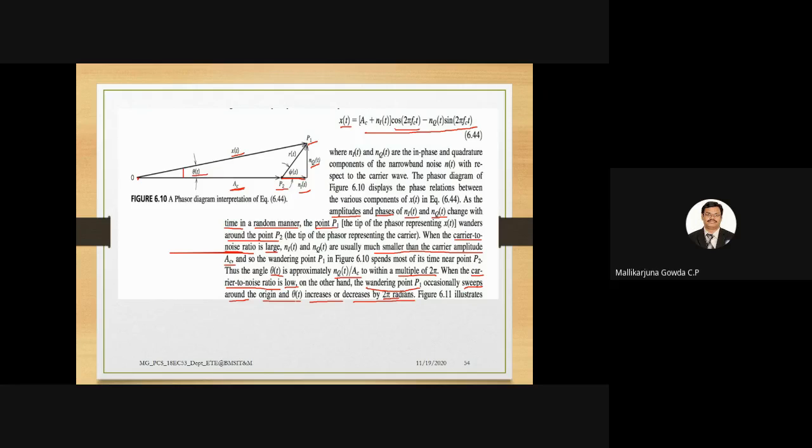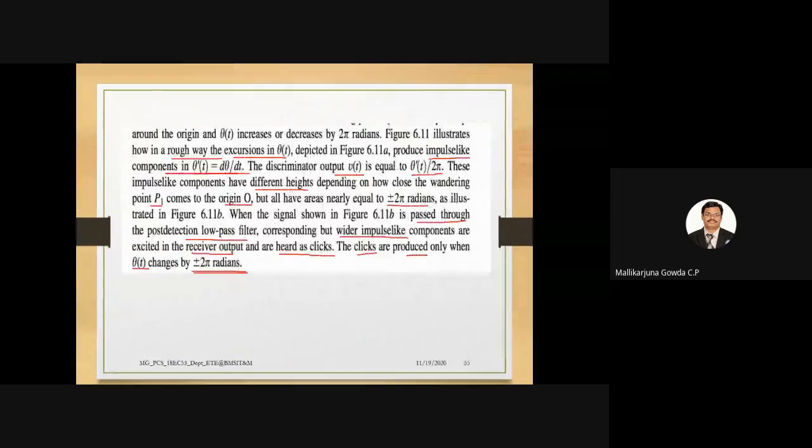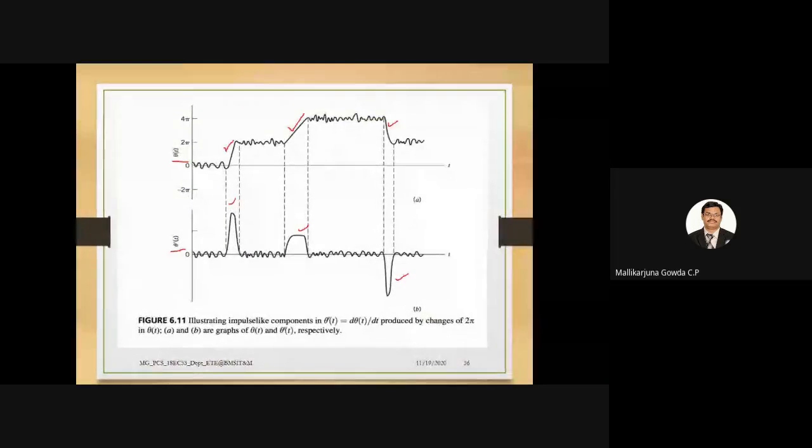The second case is when the carrier to noise ratio is low. This point P1 will be around the origin. It will sweep around the origin, meaning it can increase or decrease by 2 pi radians. So this is the picture I have shown of how the value of theta of t is varying. At this point it varies by 2 pi radians, then the next 2 pi radians, then it will decrease by 2 pi radians. So this is at the input of the discriminator.